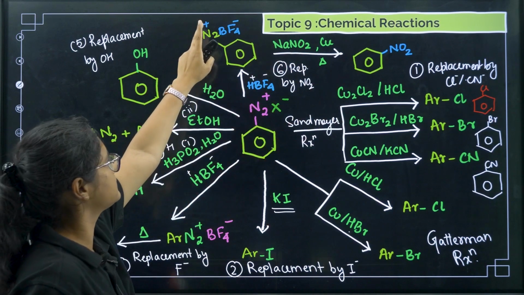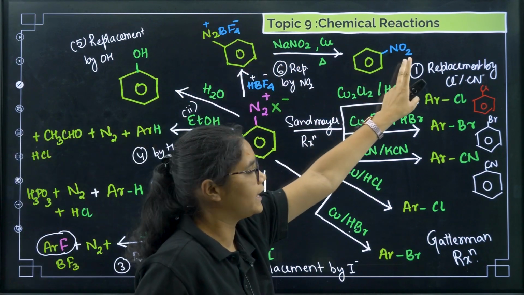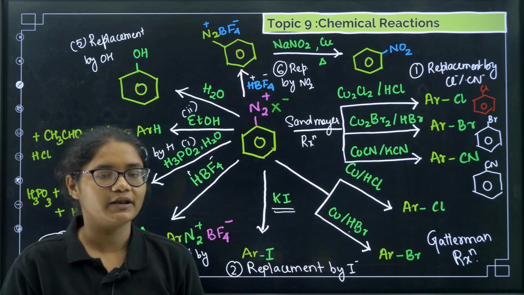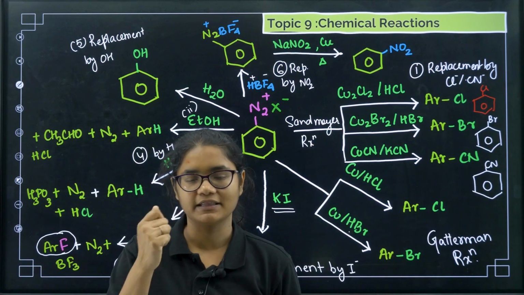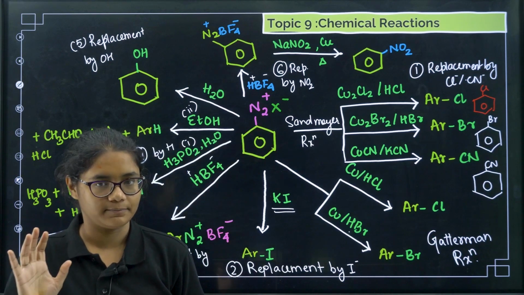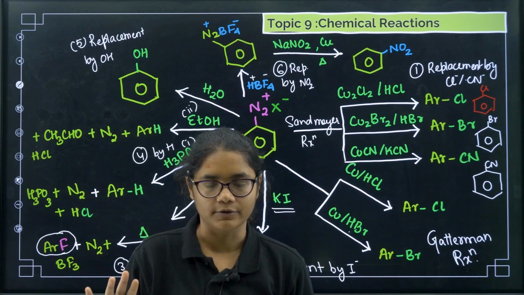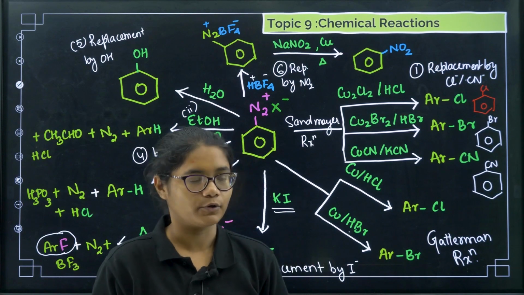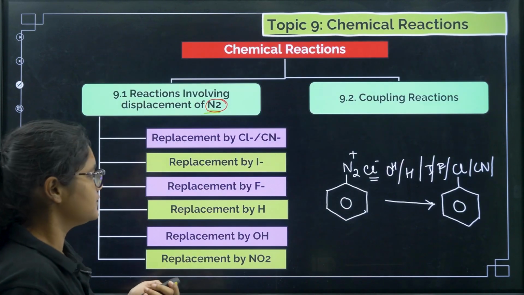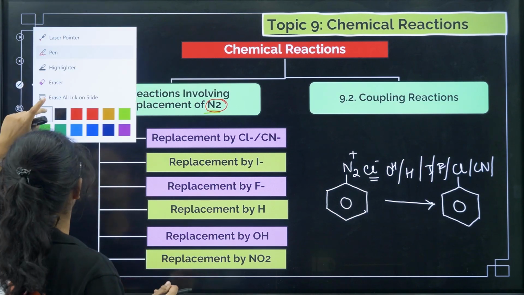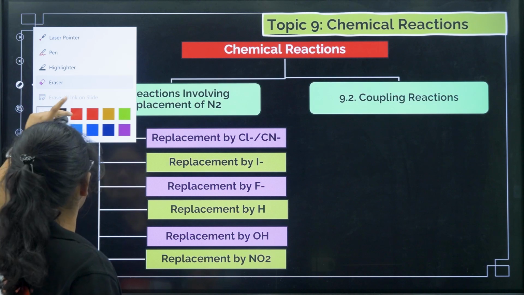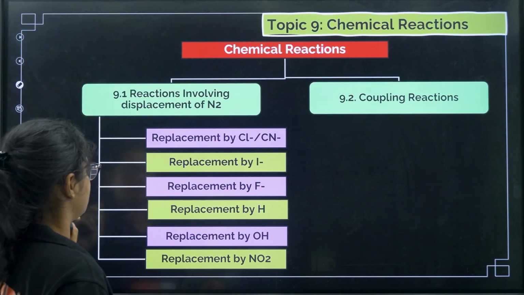So what we will get? We will simply remove everything and we will get NO2 here. So for NO2, first you treat it with HBF4, then you use sodium nitrite and copper, NaNO2 with copper. This will give you the nitro group. So this is the sixth one. All the 6 reactions we have done. Now, as I told you, every time we need to do a small revision. So quickly tell me the reagents for different replacements.